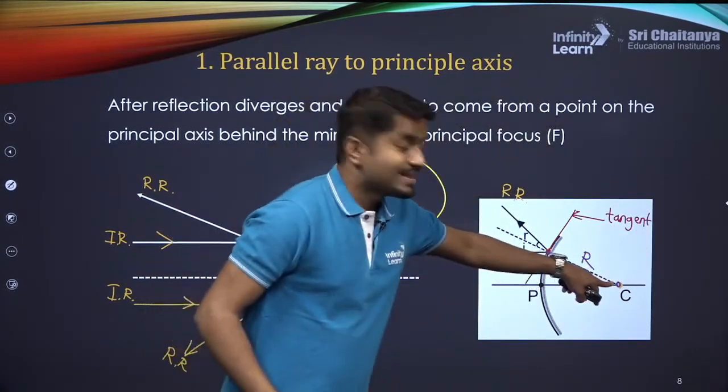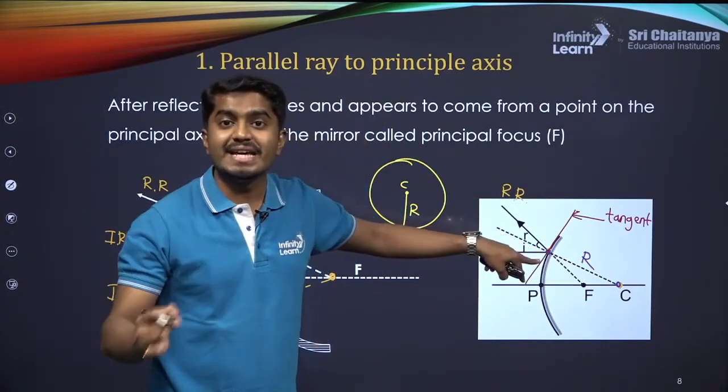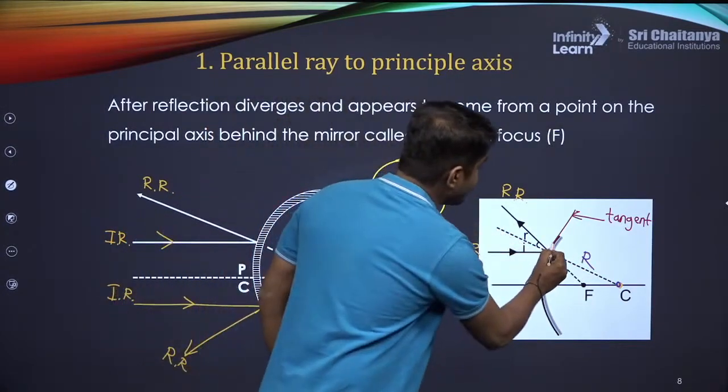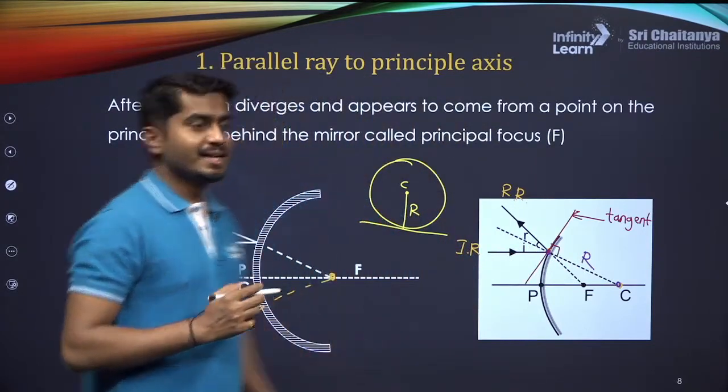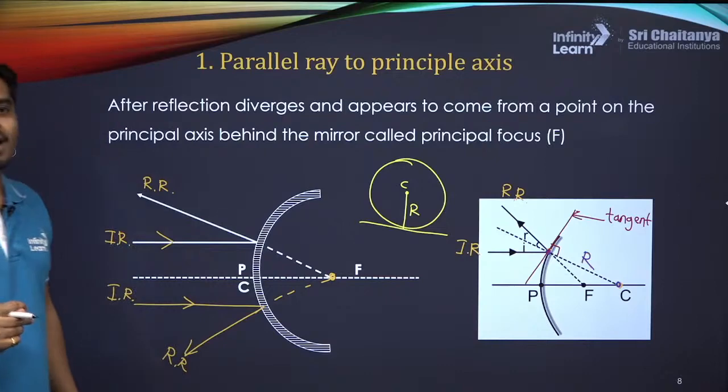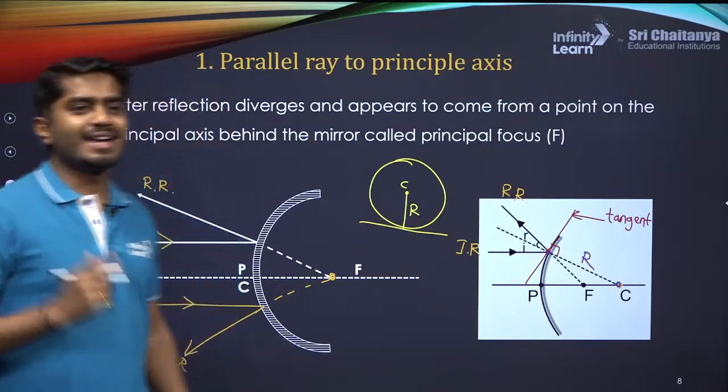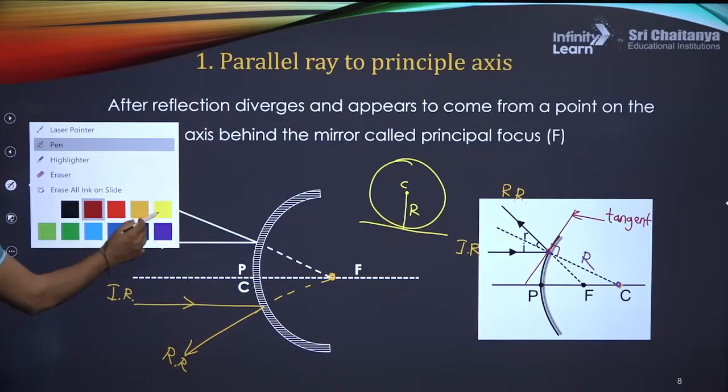So if this is the radius, it will make an angle. What will be this angle here? This angle is going to be 90 degrees. Yes, nice. Correct, awesome, Anshika.